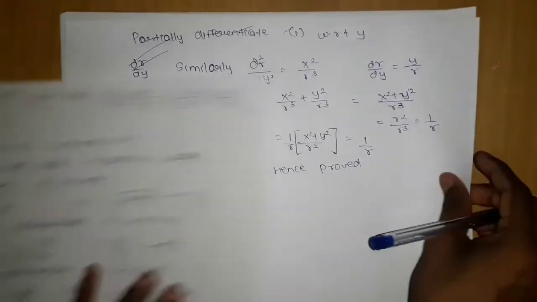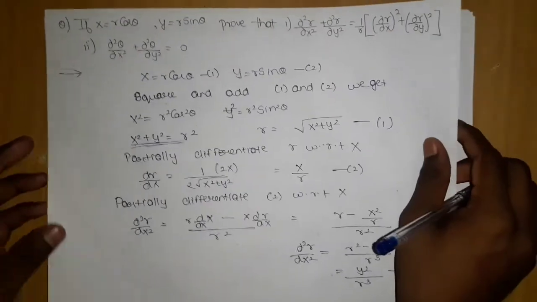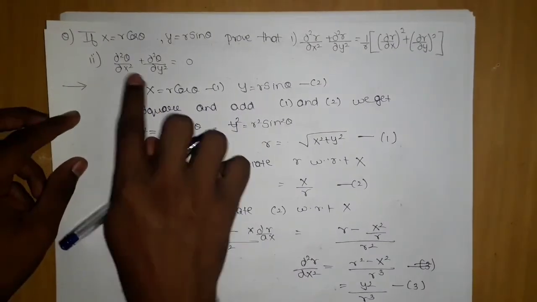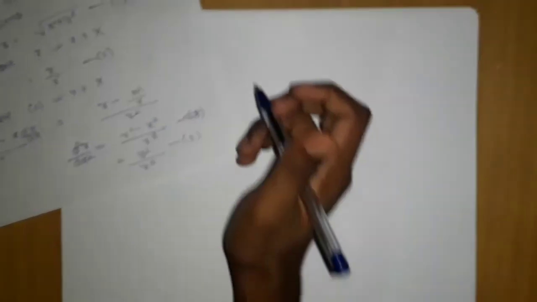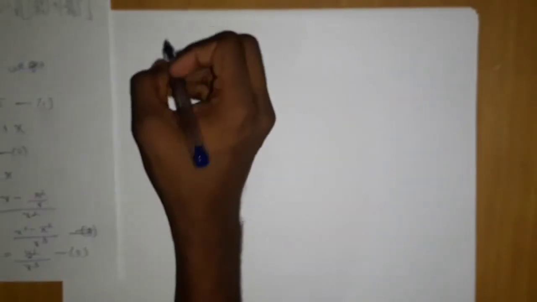So we are done with this problem. Now let's prove the second one, which is ∂²θ/∂x² + ∂²θ/∂y². How are we going to prove it? Now I want it in terms of θ.